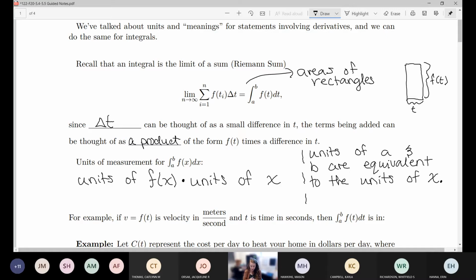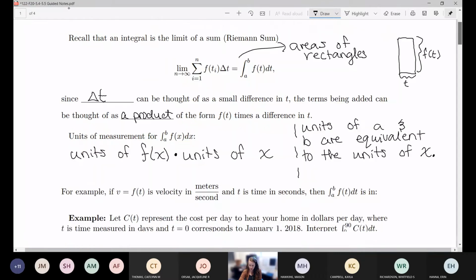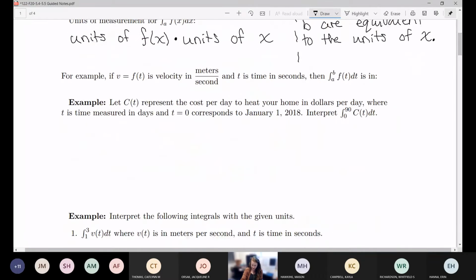Units of the integral. So we have units of f of x times the units of x. Say, for example, we were looking at a velocity function that was in meters per second, and time was therefore in seconds. Then if we were taking an integral of that velocity, the units would be meters per second times seconds. So the integral value would just be in meters. We're going to do a couple of those.